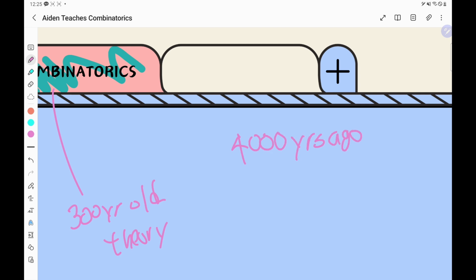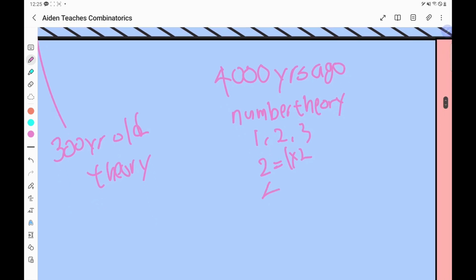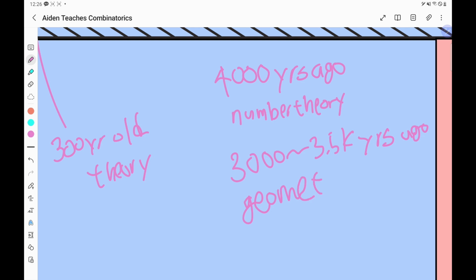And this is when number theory started. Number theory started with 1, 2, and 3, and something like 2 is 1 times 2, 4 is 2 times 2. And something like this, number theory started. Then a lot of years later, about 3,000 or 3,500 years ago, we achieved geometry and algebra.